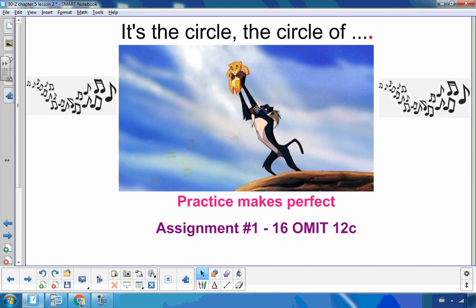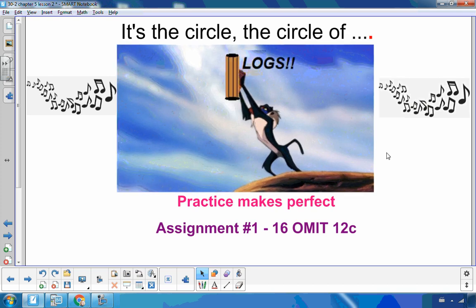So I just want to set the stage here. Rafiki comes to the edge and he wants to prevent Simba, and he says that it's the circle of life. But here, this is how I saw it. It's the circle of logs. So that's how you can remember it. Circle of logs, and of course bay.